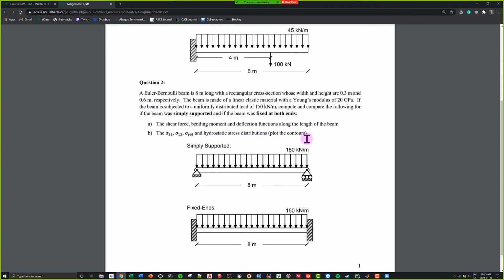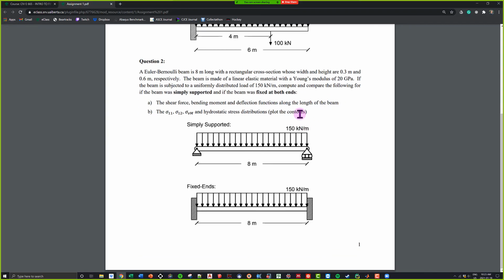The second one is, again, more beams. I told you the whole assignment's going to be these Euler-Bernoulli beams, and it's very simple. All we're going to do is analyze a simply supported beam. So I want the deflection, the bending moment and the shear force, as well as the stress components sigma 1,1, sigma 2,2, sigma VM, and the hydrostatic stress.